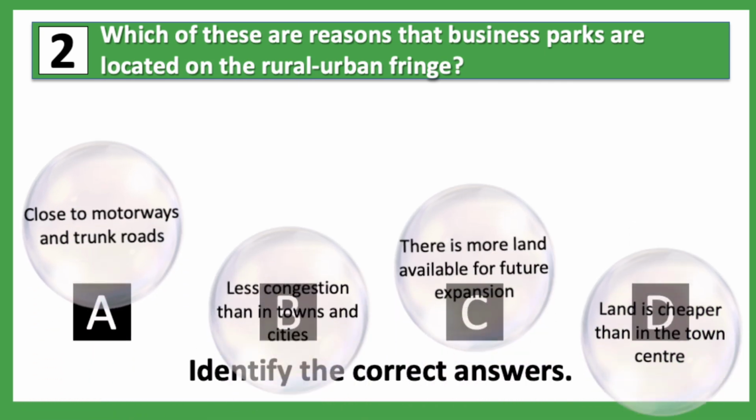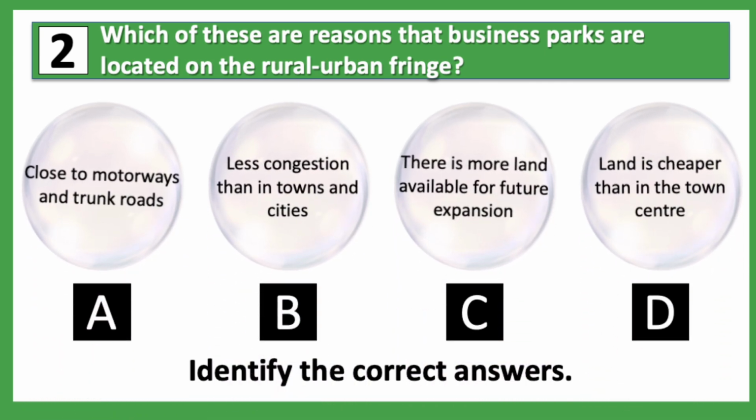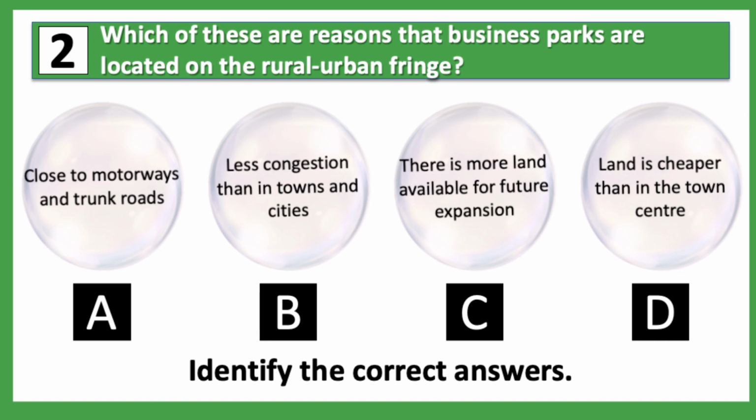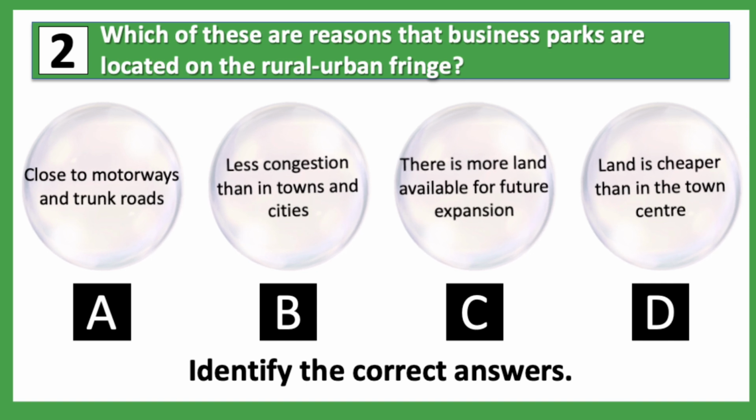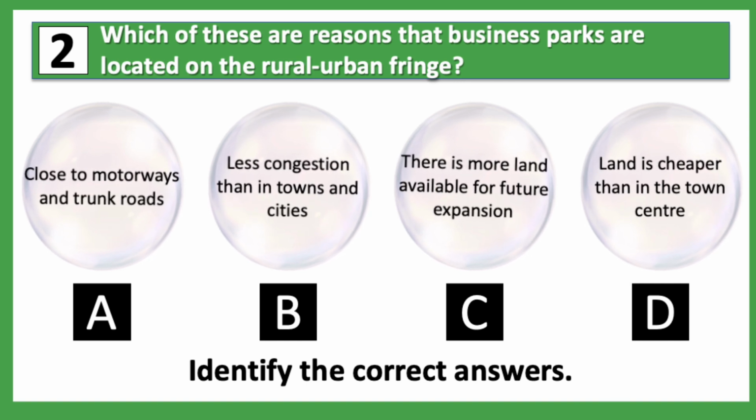Number 2. Which of these are reasons that business parks are located on the rural-urban fringe? A. Closer to motorways and trunk roads. B. Less congestion than towns and cities. C. There is more land available for future expansion. And D. Land is cheaper than in the town centre. So which of these are correct? So just leave it for a moment before we reveal.